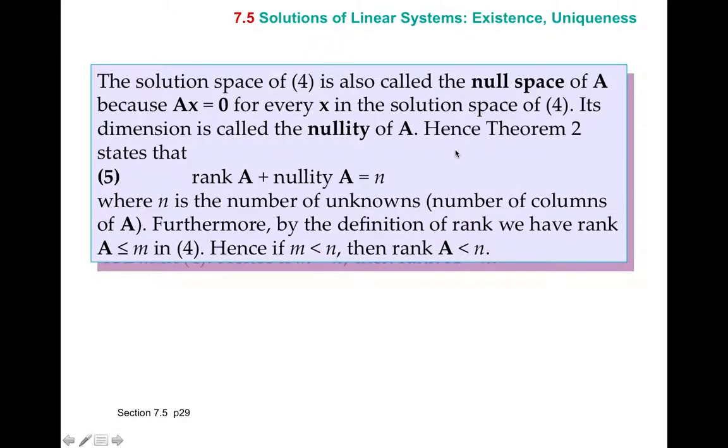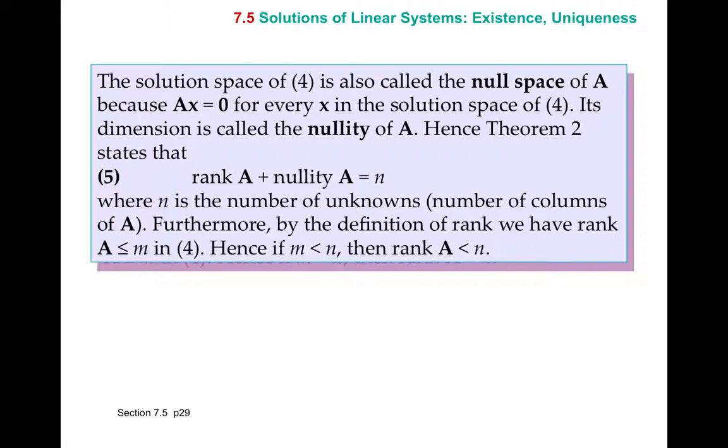The solution space is also called the null space because Ax equals 0 for every x in the solution space. And its dimension is called the nullity of A, and we can recall that we previously learned in a definition that, with n the number of unknowns, the rank of A plus the nullity of A will have to sum to n, where n is the number of unknowns.